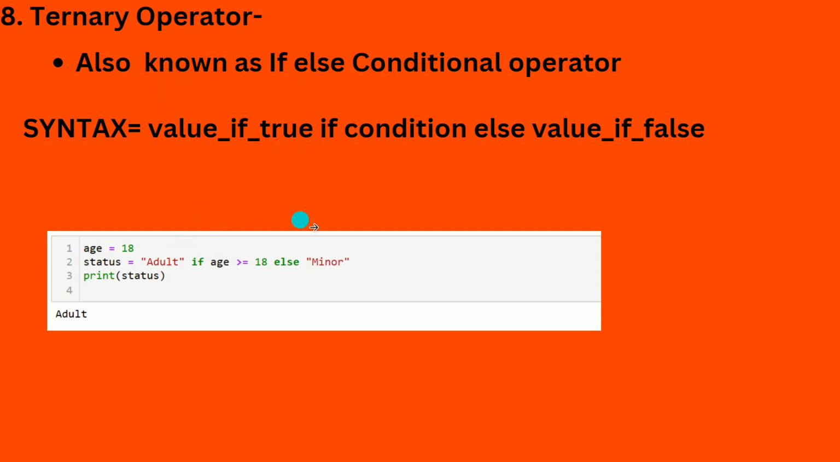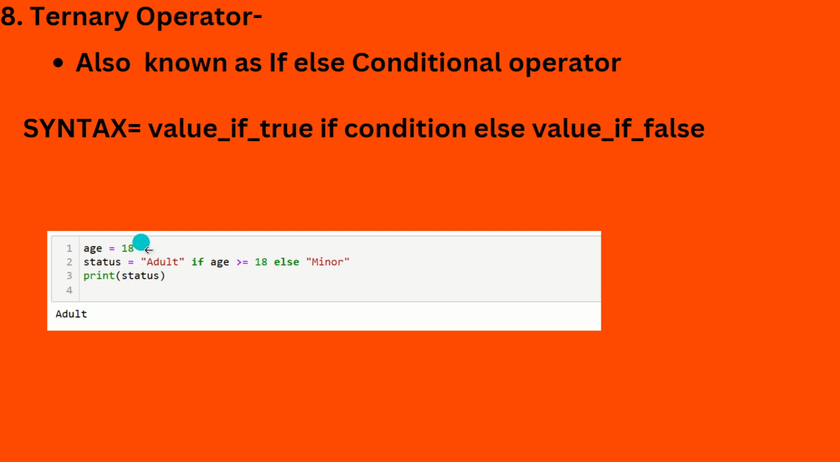Let us have a look at ternary operators. The ternary operator is also called the if else conditional operator, because we have if and else. The syntax is value if true, whatever variable or string you want to use, should be here. Then the if condition comes, followed by else, and whatever value you want to print if it is false. That is what the syntax is.